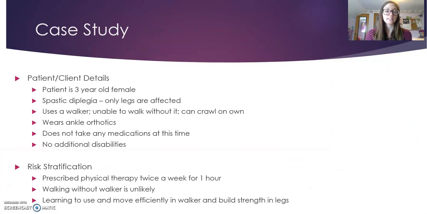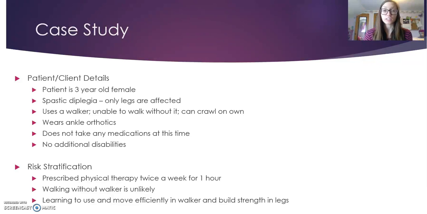And the case study I did was on a patient who is 3 years old. She's a female. She has spastic diplegia, meaning, again, only her legs are affected. She uses a walker. She was unable to walk prior to the introduction of this walker. She can crawl independently. She does use ankle orthotics and is not on any medications at this time and has not been diagnosed with any other disabilities.